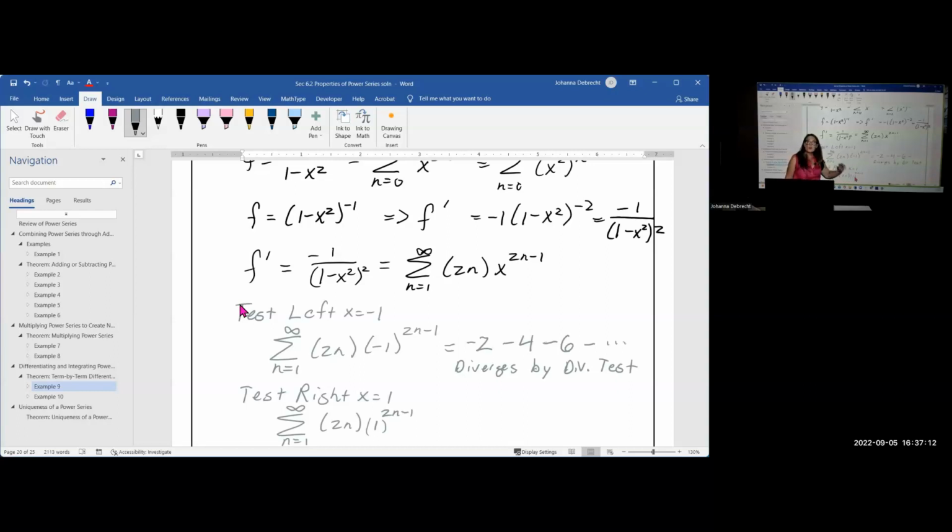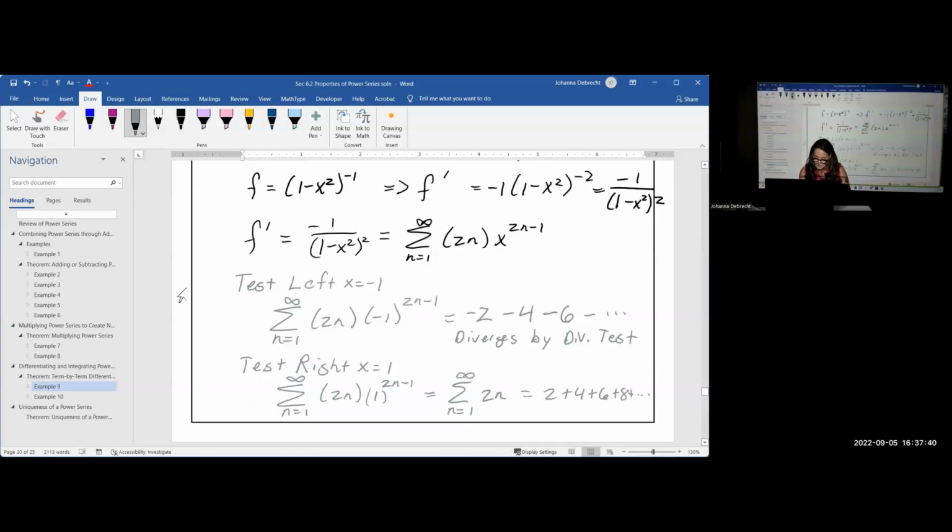But 2n minus 1 for a given n is a finite number. It may be huge, but it's still finite. So this becomes a 1, which means that this just becomes the series from n equal 1 to infinity of 2n, which of course is going to give us 2 plus 4 plus 6 plus 8 plus ... And again, it diverges by the divergence test. The limit of the sequence of terms is going to infinity.